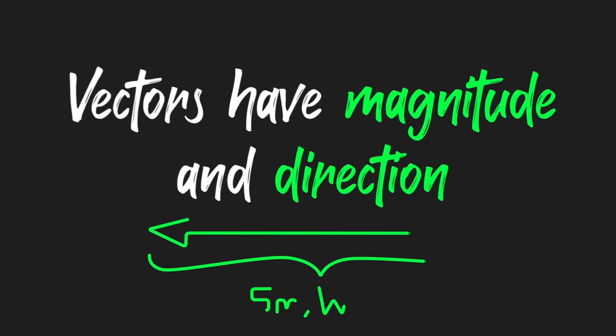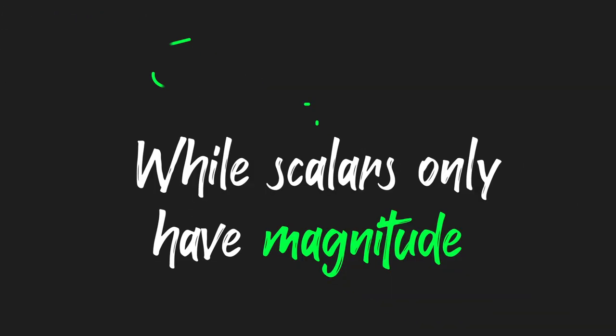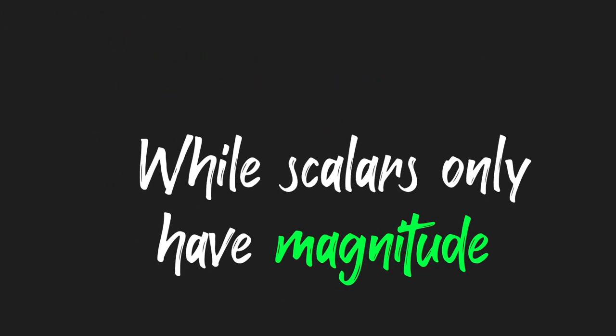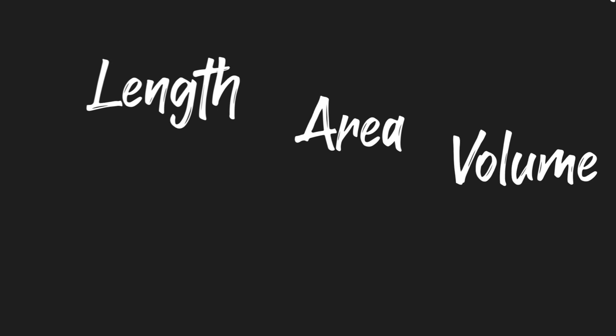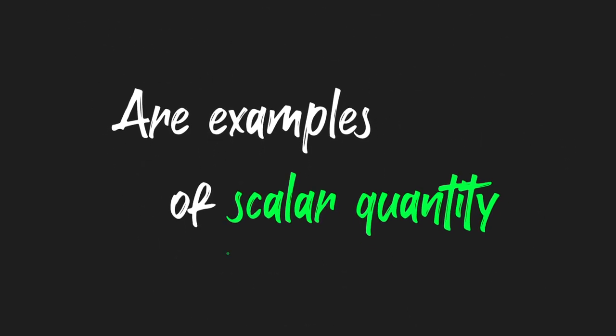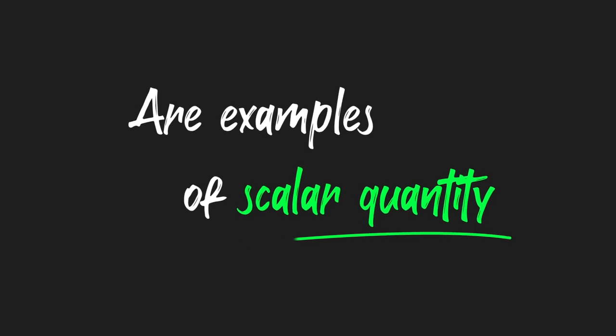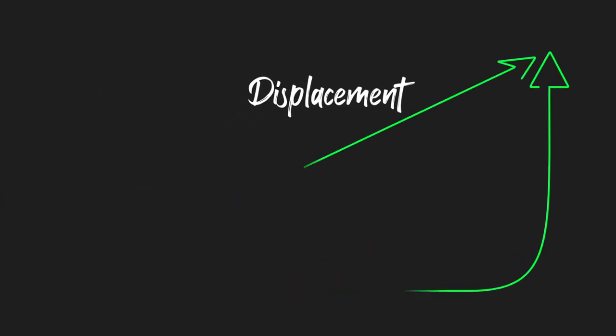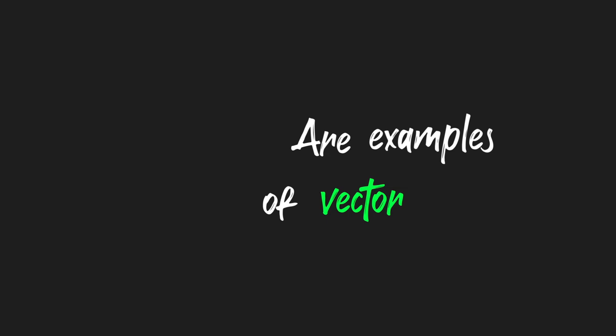Vectors have magnitude and direction, while scalars only have magnitude. Length, area, volume, speed, mass, density are examples of scalar quantity. Displacement, velocity, acceleration are examples of vector quantity.